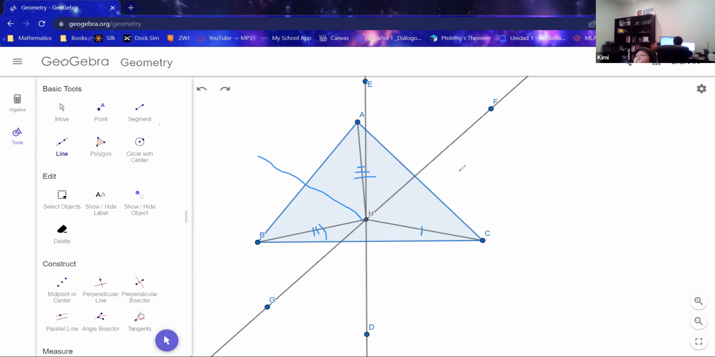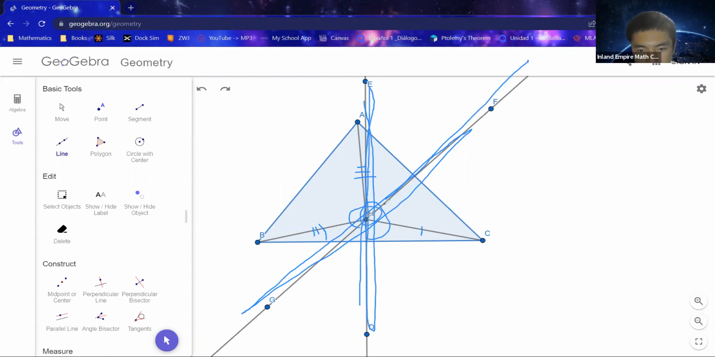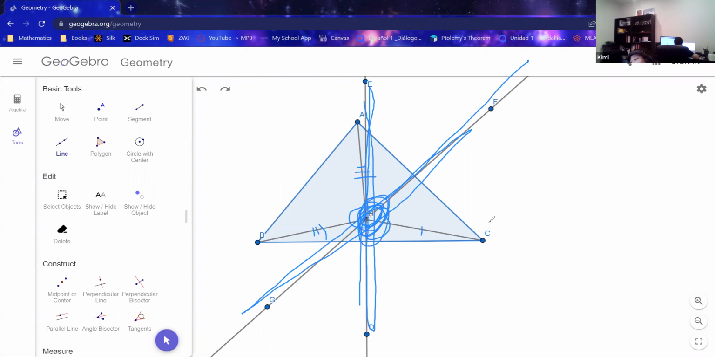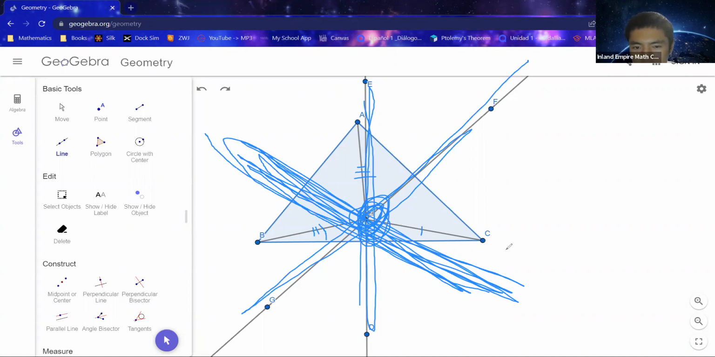Wait, that means if we... What do you mean? What does the H point mean? Well, H, remember that we drew the perpendicular bisector of line AC right here and line BC right here. We drew these two perpendicular bisectors and H is the intersection point, right? And we just proved that H is also on the perpendicular bisector of AB, meaning that the three perpendicular bisectors meet at the same point H.